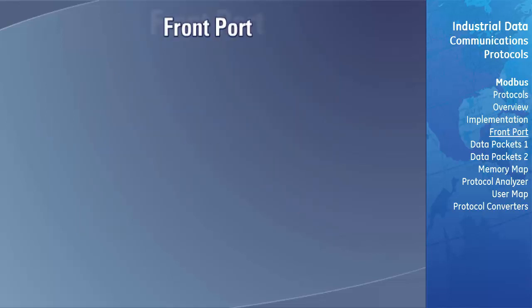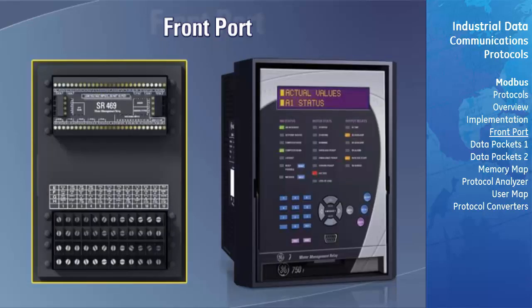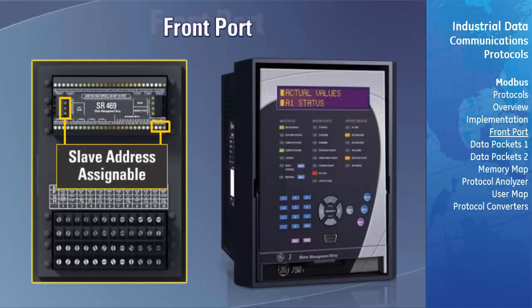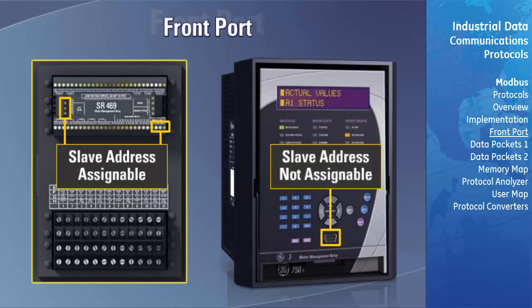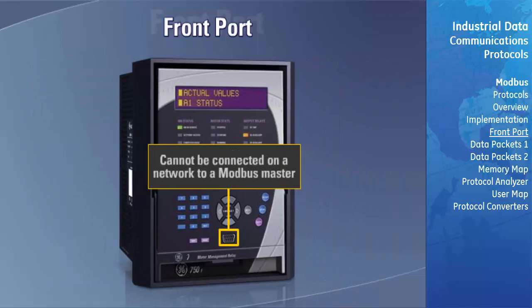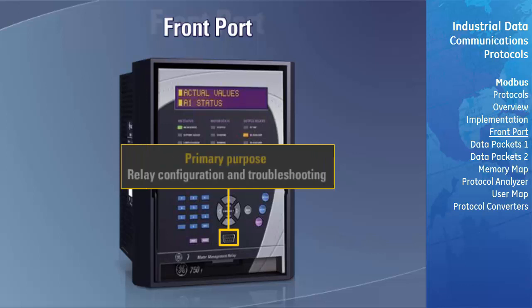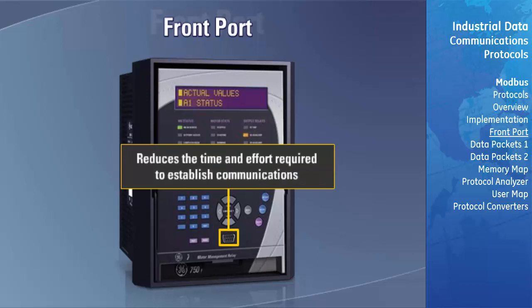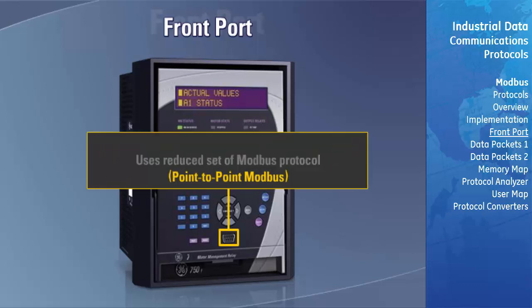When using the Modbus protocol on GE Multilin relays, it's important to note that slave addresses can be assigned to all ports except for the front RS-232 port. This means that the front RS-232 port cannot be connected on a network to a Modbus master. The primary purpose of the front RS-232 port is for relay configuration and troubleshooting. A fixed front port configuration reduces the time and effort required to establish communications to the relay. The front RS-232 port uses a reduced set of the Modbus protocol known as point-to-point Modbus.